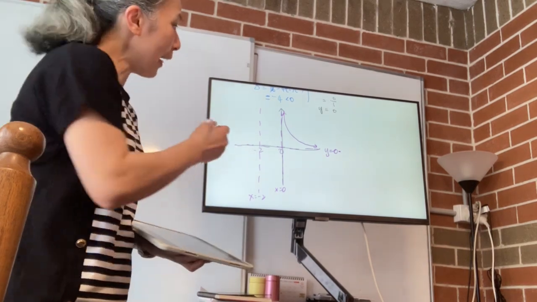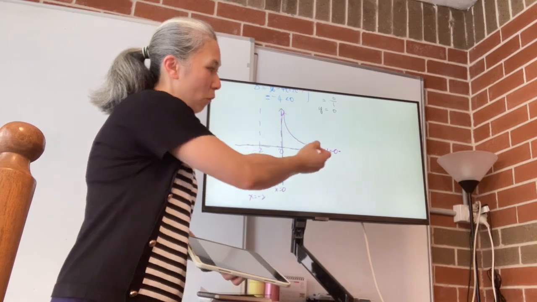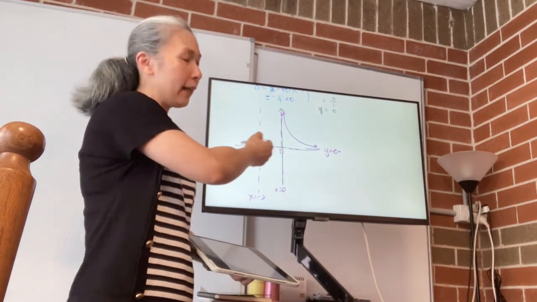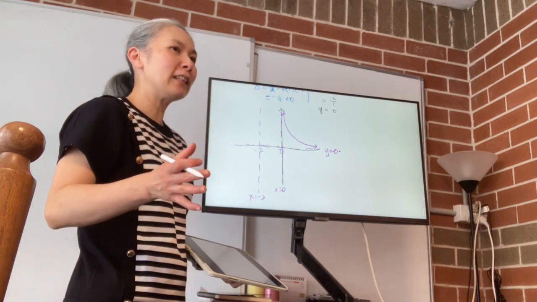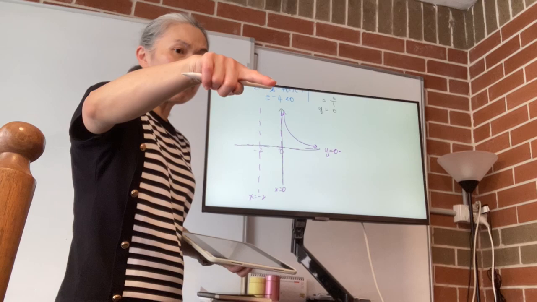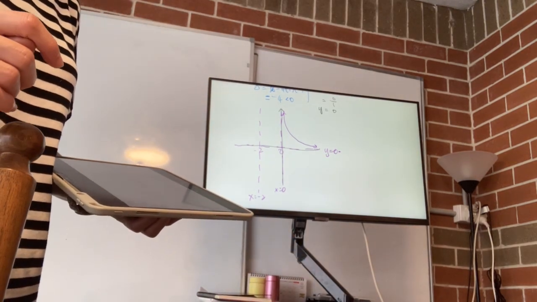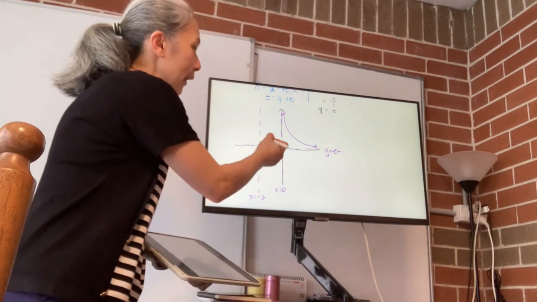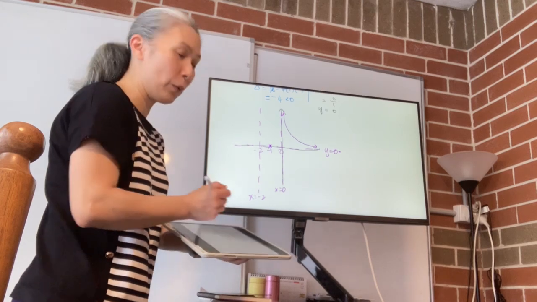All good? All right. So the next thing I need to know is whether it cuts through the x-axis. To find where it cuts the x-axis, you find the x-intercept. How do you find the x-intercept? You put y equal to 0. Yep, you sub in y equal to 0 into your equation. You are going to get x equal to minus 1. So you know it cuts through at minus 1 here. So this is your point.